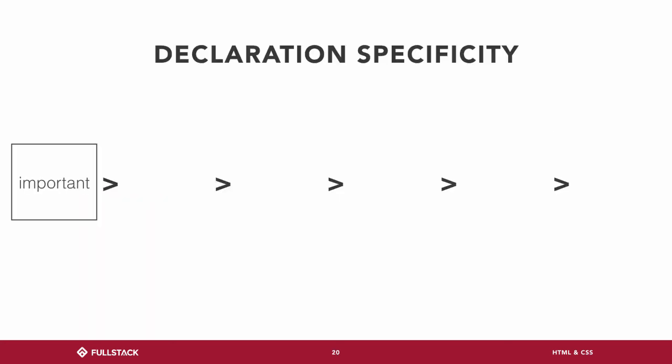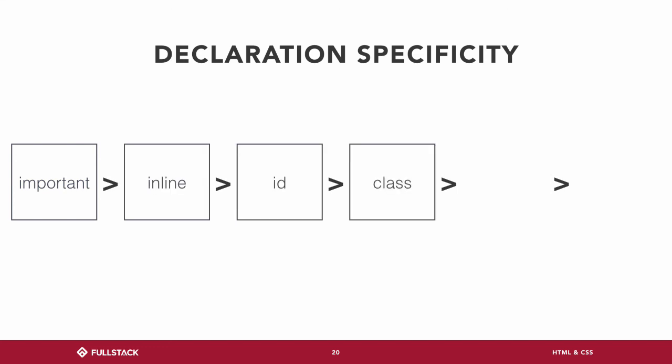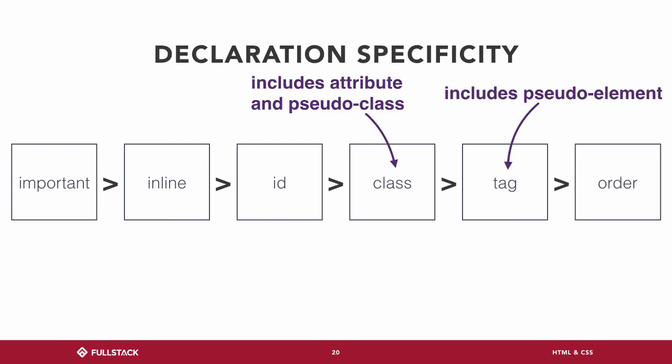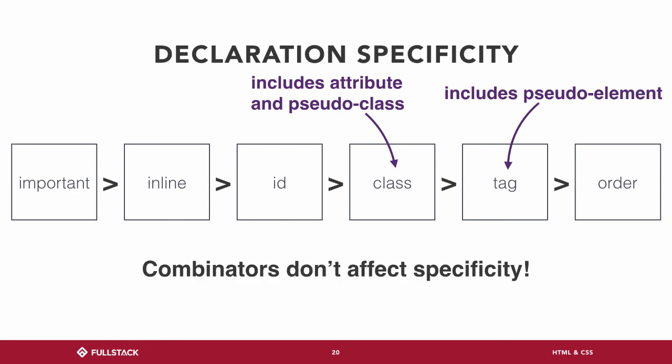So if we were to go and look at these rules, we would see that important is going to be the most important, followed by inline, followed by ID, followed by class, followed by tag, followed by order. What also fits into this is that the pseudo element is going to fall into the same category as tag, and the attribute and the pseudo class would fall in the same category as class. And the other thing is that these combinators don't end up affecting the specificity.